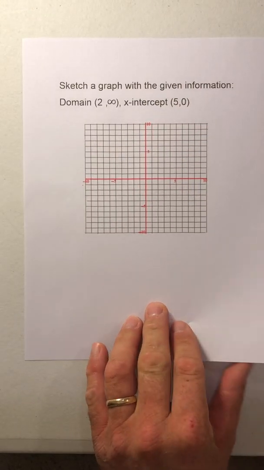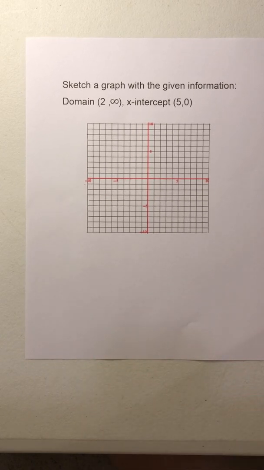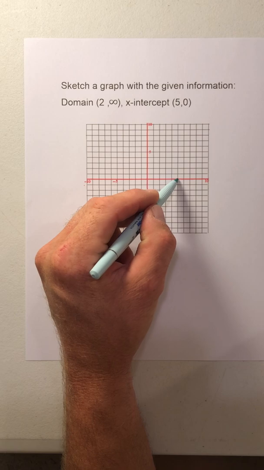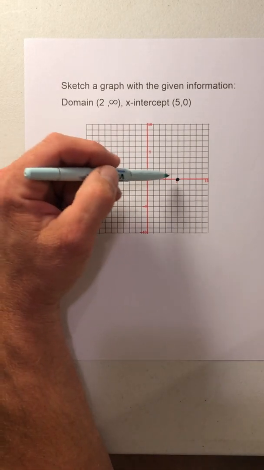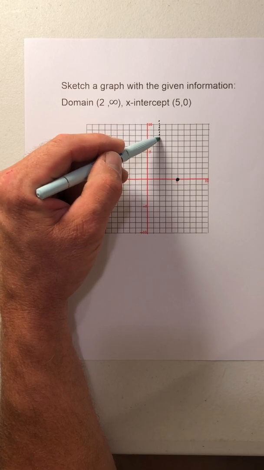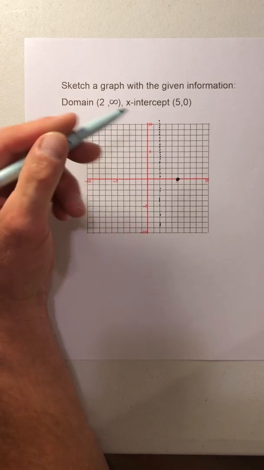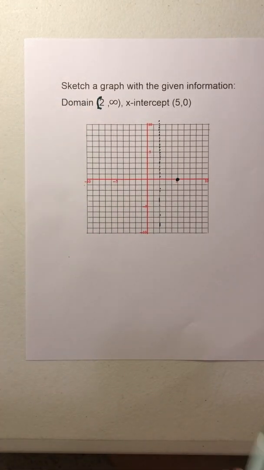Here we have one more example. Here we're going to give you a domain of 2 to infinity and an x-intercept of 5, 0. So here we're going to graph 5, 0 as a point. Our domain is from 2 to infinity, so all my x values have to be larger than 2. So here's my 2 in here. I guess I probably should have made that inclusive 2. Otherwise, it's going to make it kind of difficult to draw there.